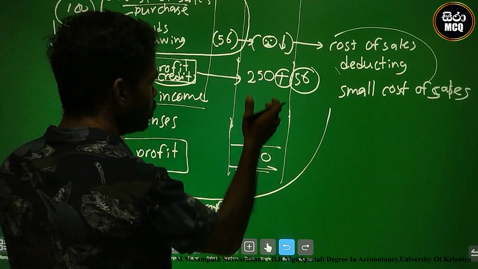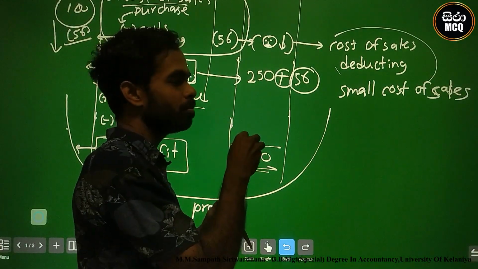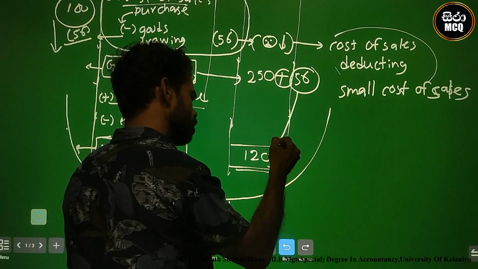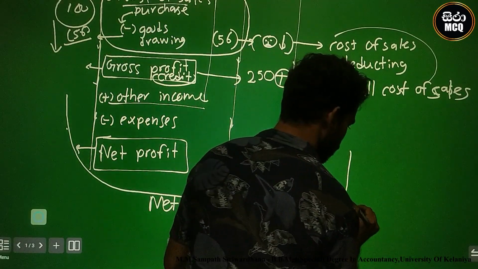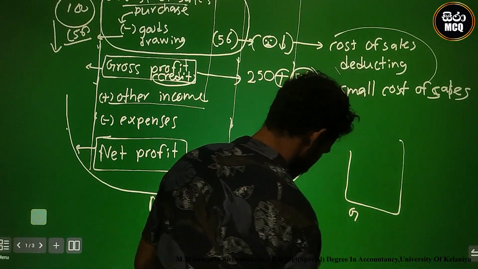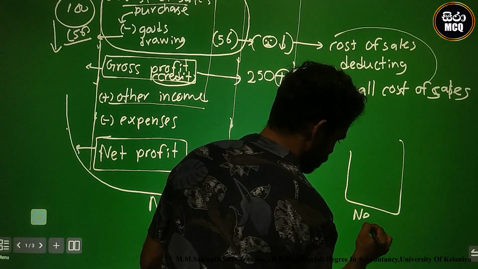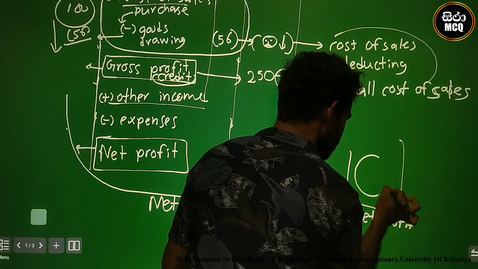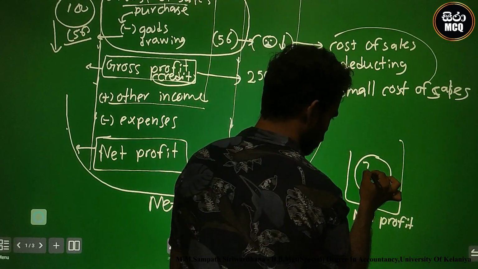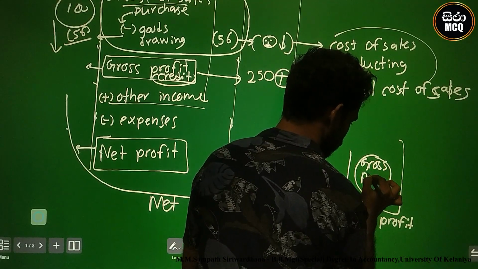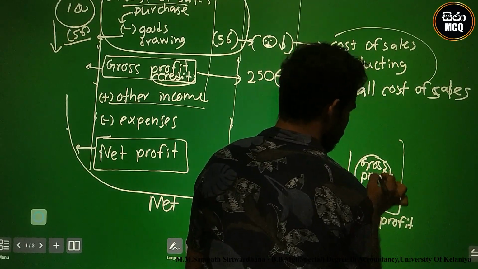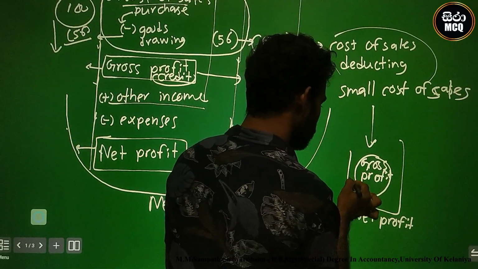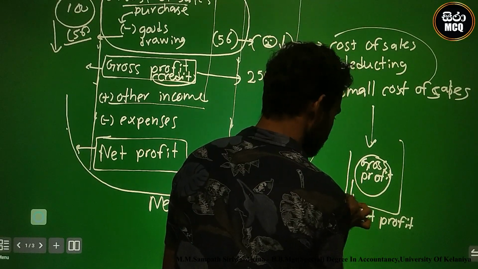At this time, there is an impact to gross profit. Automatically this one impacts net profit. Why? Look here, this is the net profit. Sorry, this is the net profit. The gross profit is a sub account. This is the gross profit. There is an impact to gross profit, 56. At this time, it automatically impacts net profit.